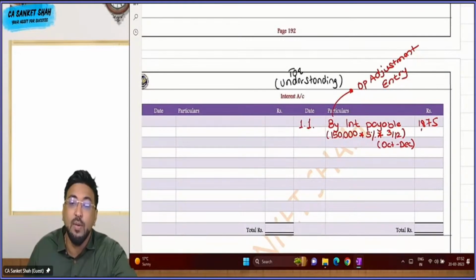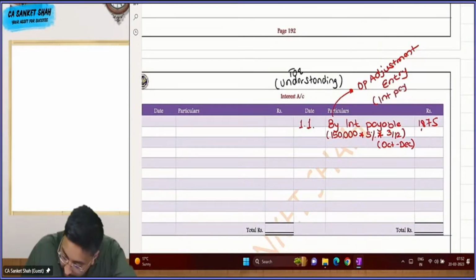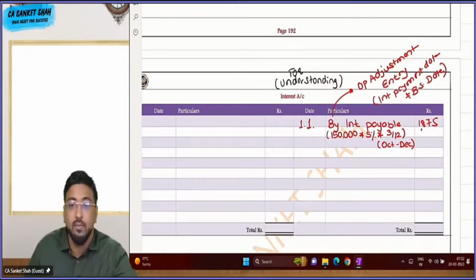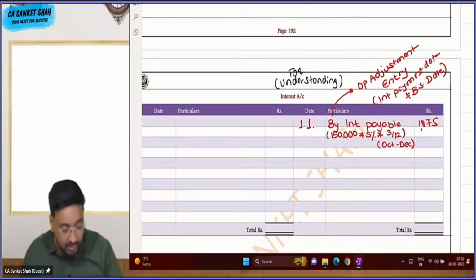Why is it open, beta? Because balance sheet date and interest payment date are not the same. Interest payment date is not equal to balance sheet date. इतना सिंपल है. Interest payment date and balance sheet date are not same. Understood, sir? Very easy, sir.